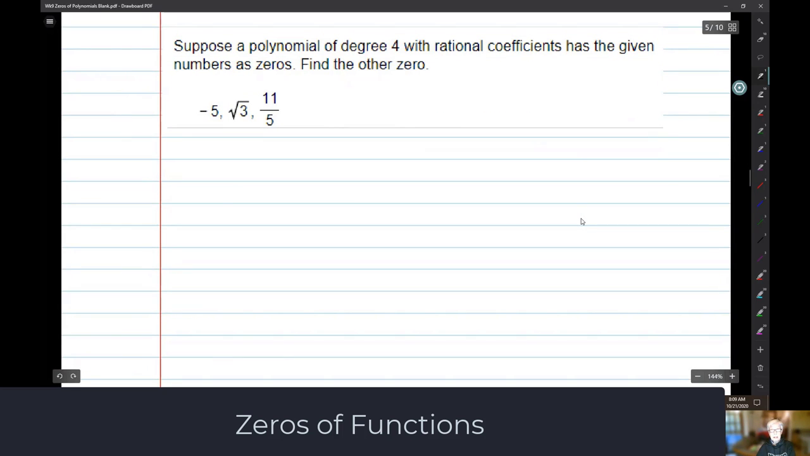Now, here we have more zeros. We're being asked to come up with a polynomial of degree four, but there are only three zeros here. Well, let's look at each one. Let's write them out first. Z1 is negative five. Z2 is the square root of three. And Z3 is 11 fifths.